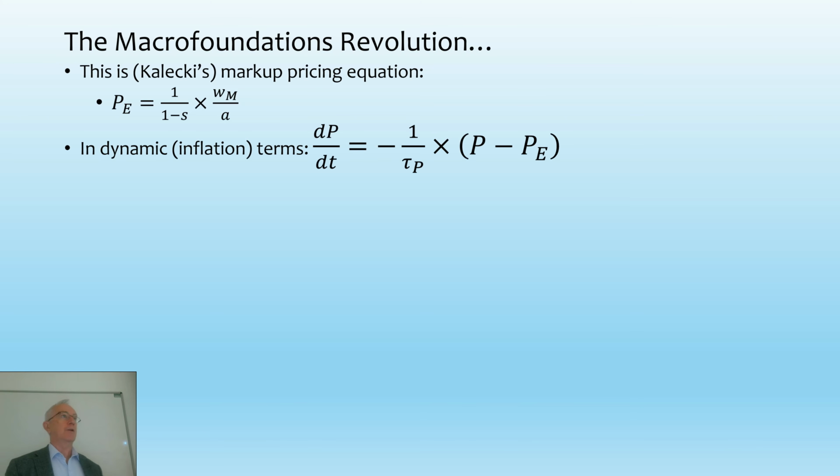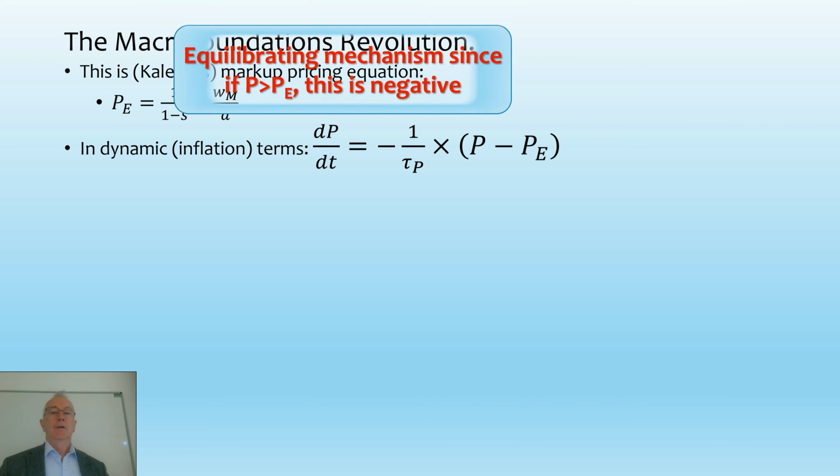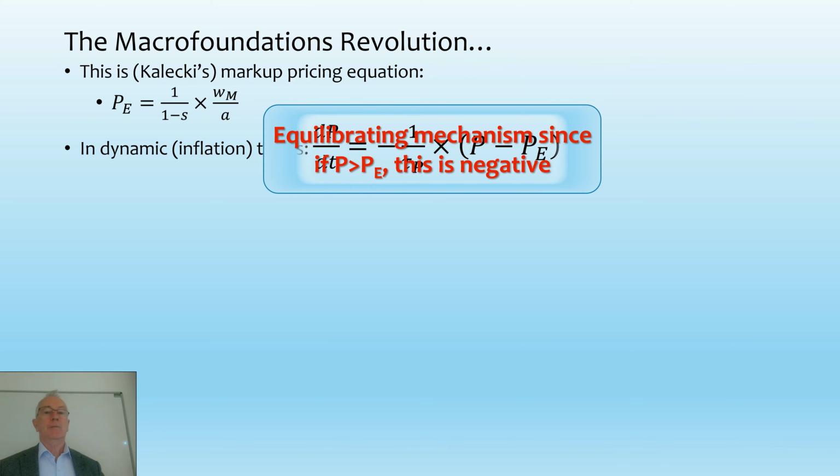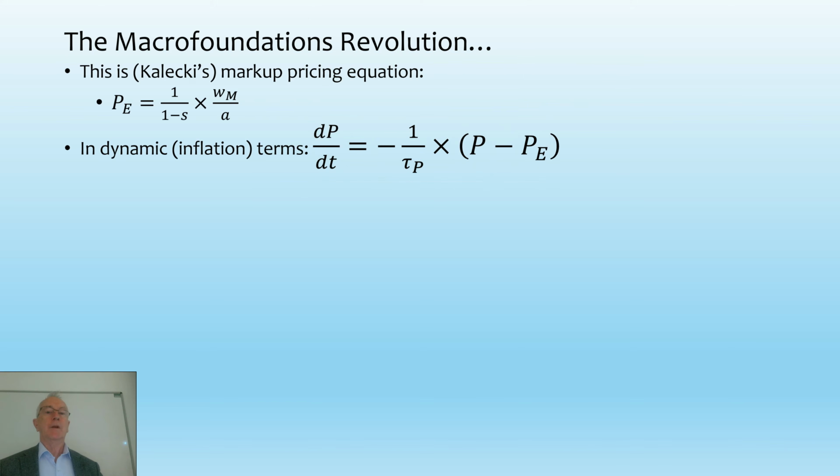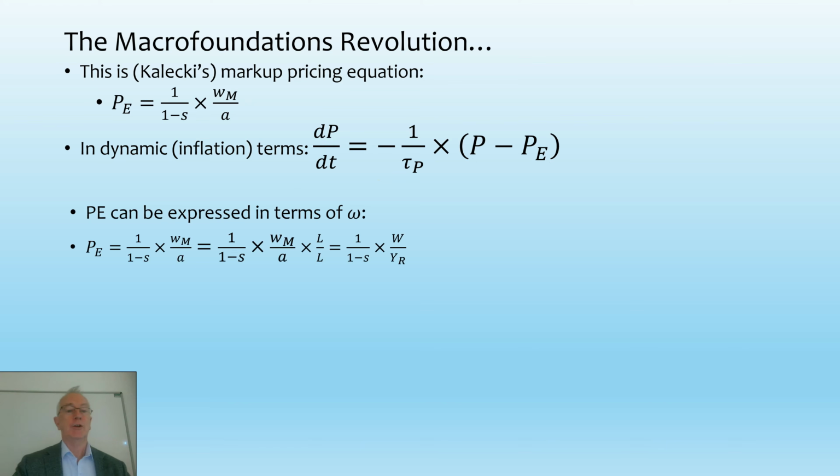I can take this equation and say, well, rather than saying it's convergence of supply and demand, it's convergence to equilibrium price. So that's the mechanism that gives me that effect. So this is a minus here. So if price is greater than equilibrium price, this is positive, the overall expression is negative, so prices fall. That's your equilibrating mechanism. And I can then express that in terms of the wages share of GDP.